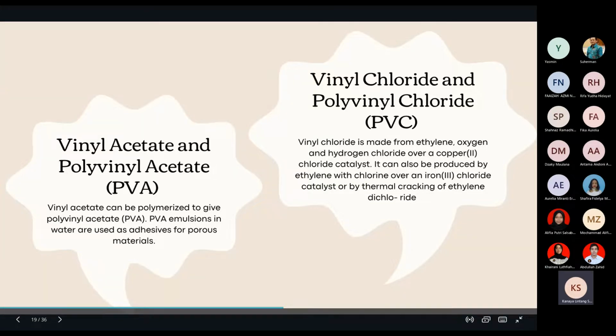Phenyl chloride and polyphenyl chloride, or PVC. Phenyl chloride is made from ethylene, oxygen, and hydrogen chloride over a copper chloride catalyst. It can also be produced by ethylene with chlorine over an iron chloride catalyst, or by thermal cracking of ethylene dichloride.